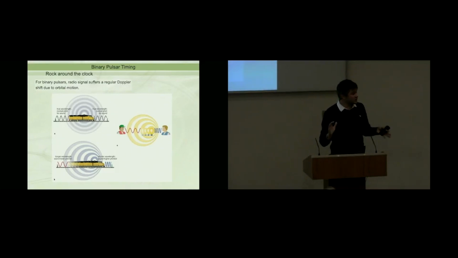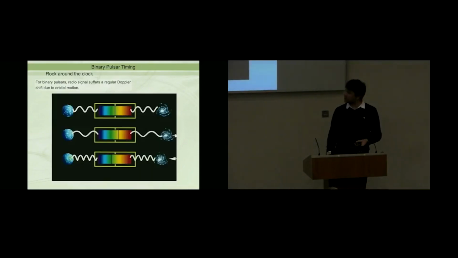And using this, you can basically tell exactly how long it takes for one orbit, and you can map the exact trajectory around the other object. So that's how we measure the orbit of pulsars. The same phenomenon is what we use to tell that distant galaxies are going away from us. We call it the redshift. So it's the same physics, basically.